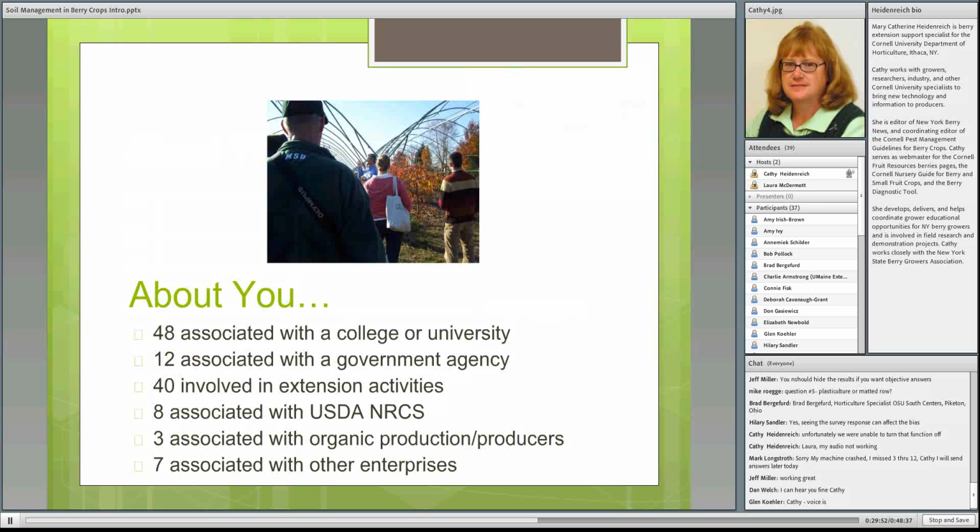48 of you are associated with a college or university, 12 are associated with a government agency, 40 involved in extension, 8 are associated with USDA and NRCS. 3 of you work with organic production or organic producers, and 7 are associated with other enterprises. And by the way, I didn't include the demographics in terms of age, but I have to say that we all fall in that mid-career category, so we need to be recruiting some younger people to join us.